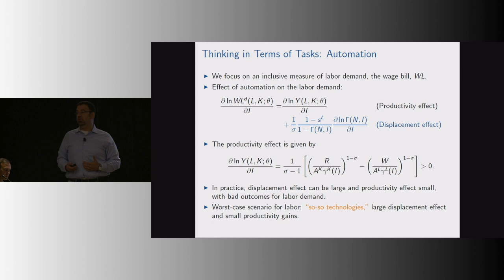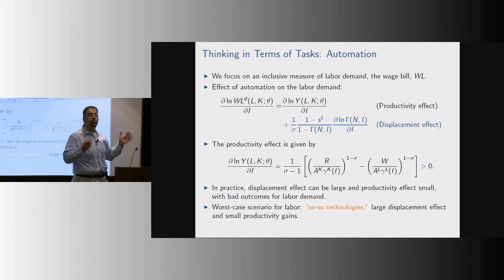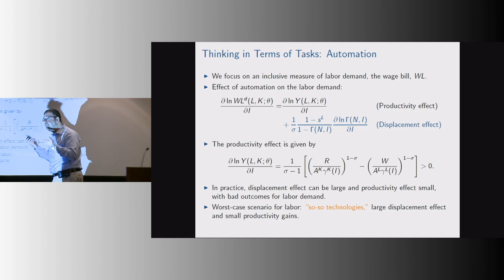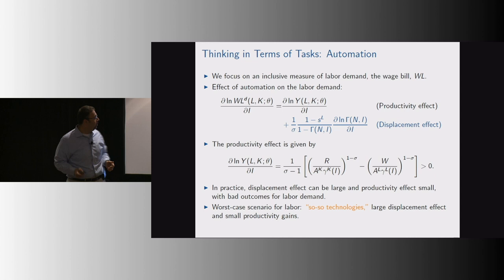So that's a very important thing because when you're used to factor augmenting technologies, you'll think, oh, it will depend on the elasticity of substitution. No, it doesn't. And in fact, the elasticity of substitution really is not the right concept for thinking about whether technology reduces or increases the labor share. Okay, what about new tasks?